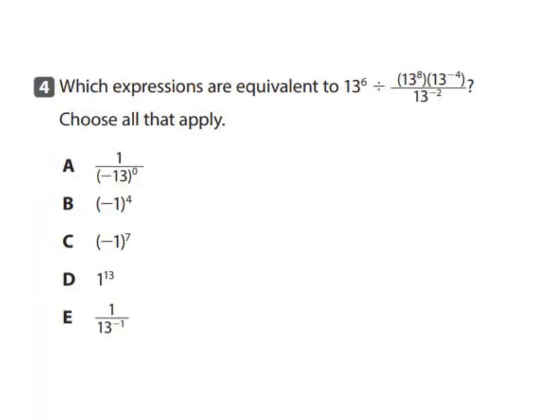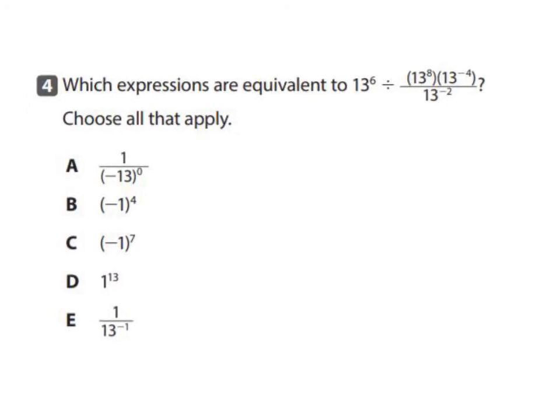Okay, which ones are equivalent to this? This one looks so much worse than it is. So it says choose all that apply. That's always sneaky when they do that. Keep that in mind. Choose all that apply. So you have 13 to the 6th divided by, I'm going to go ahead and do what's going on over on the right-hand side. So 13 to the 8th and negative 4th, that's a product rule. And with that product rule, we would say 8 plus negative 4. 8 plus negative 4 would be 4.